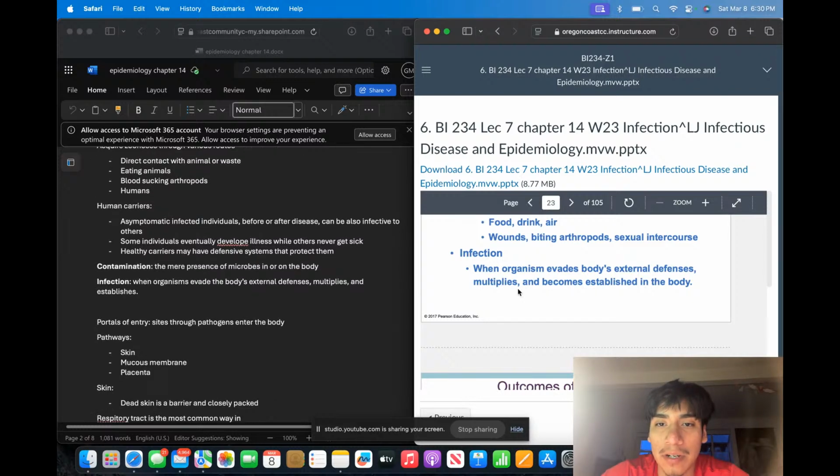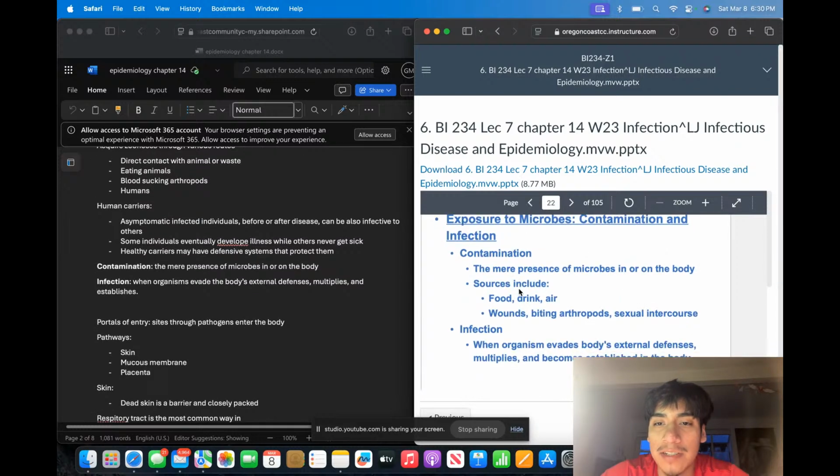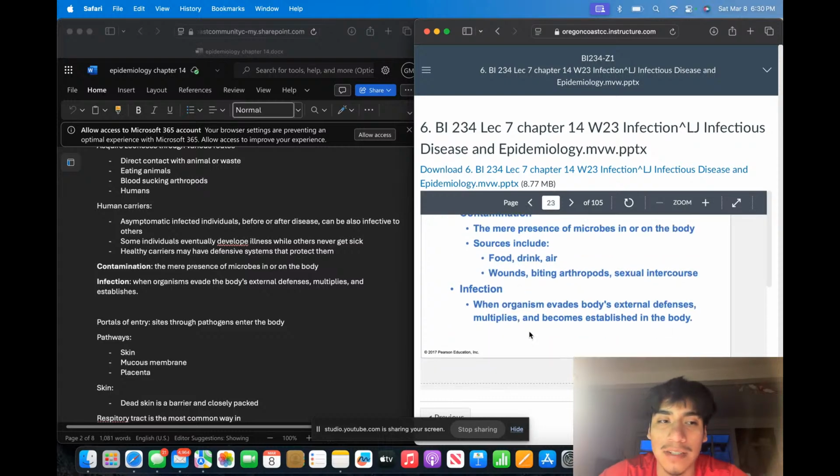So we'll just go over it one more time. Contamination is the mere presence of microbes in or on the body. Infection is when organisms evade your external defenses, multiply, and establish themselves in your body. So actually, when they set up shop.